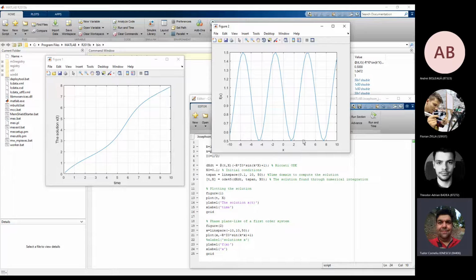Fx is never cutting the axis X. So Fx is never 0. You see? True? Yes, of course. So if Fx is never 0, what does this mean? You never have what, if Fx is never 0?